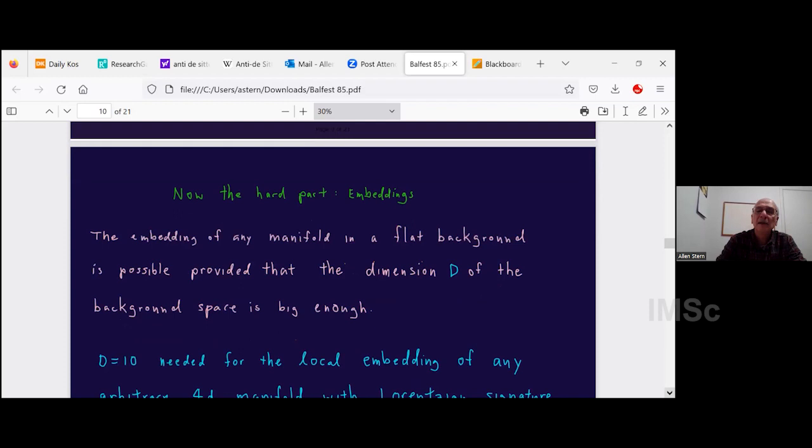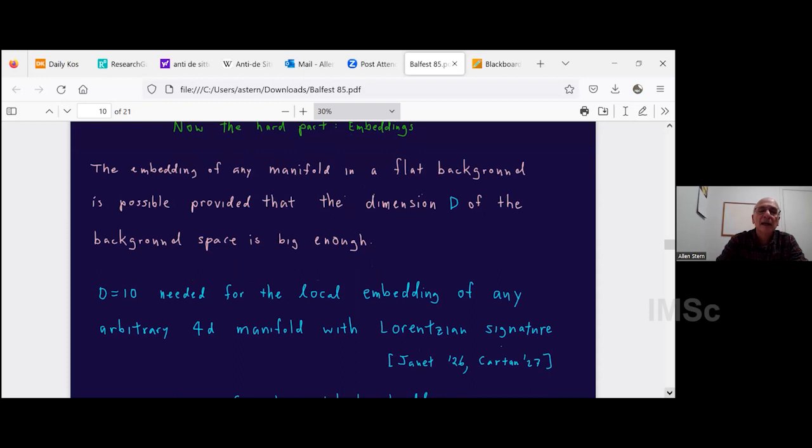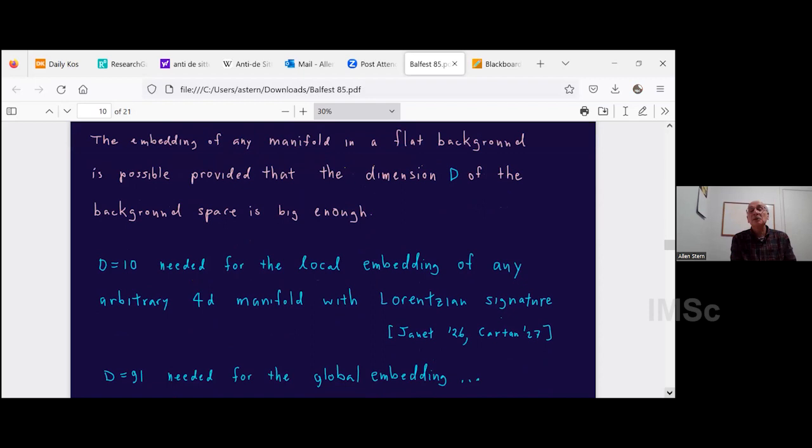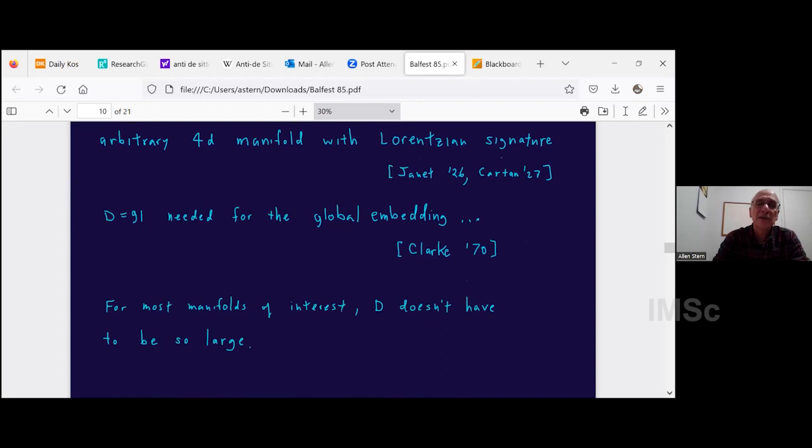There are some really old results that were found in this regard, which are almost 100 years old. One result is that you need at least 10 dimensions for any local embedding of an arbitrary four-dimensional space-time manifold, and for a global embedding, you need 91 dimensions in order to get all possible embeddings of a four-dimensional space-time manifold. But for most manifolds of interest, the dimension of the space doesn't have to be so large.